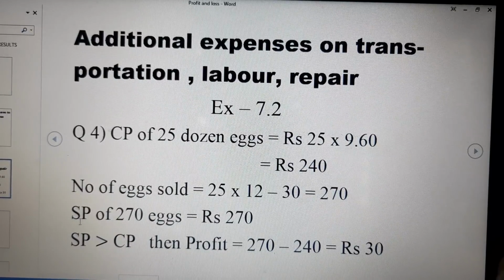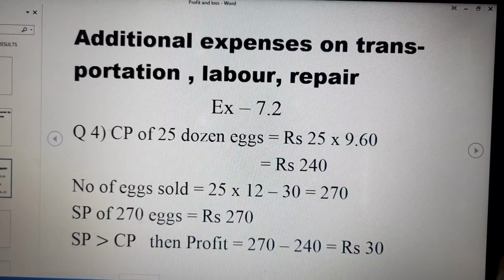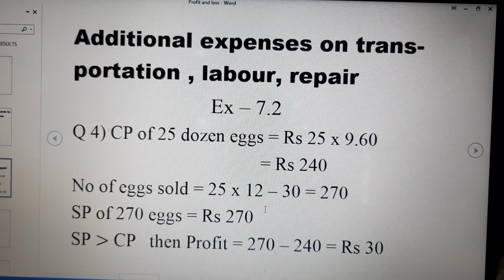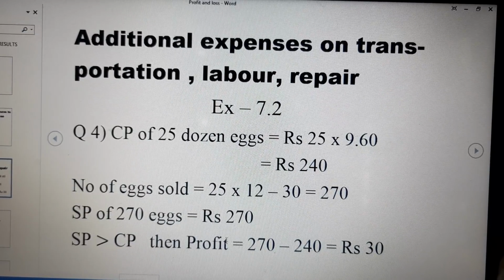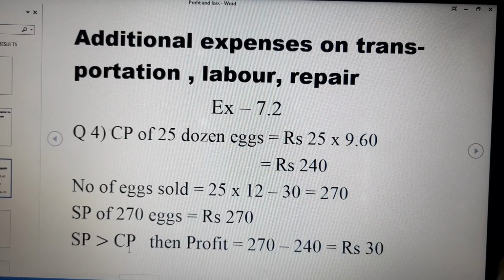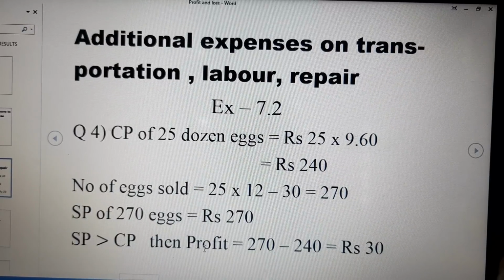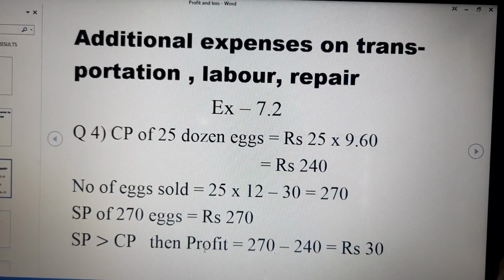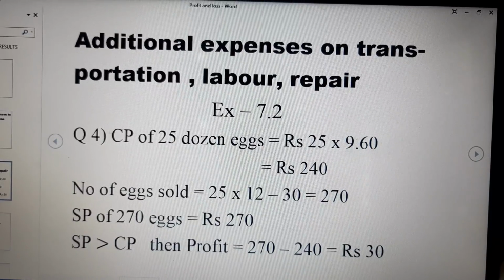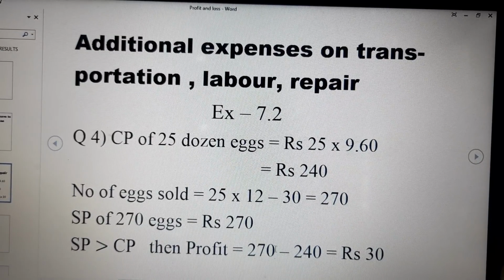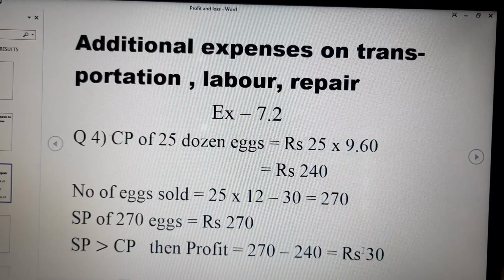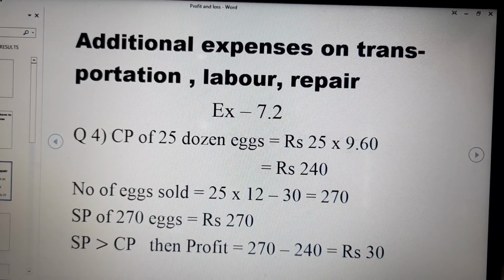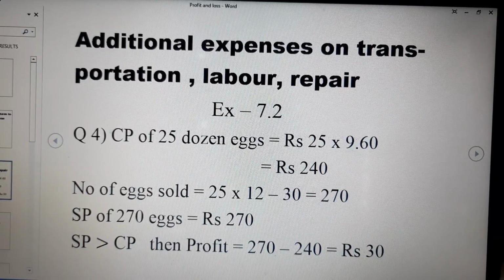Okay. As the selling price of 1 egg is rupee 1, the selling price of 270 eggs will be rupees 270. As we can see, the cost price is 240 and the selling price is 270. Clear? Selling price is greater than cost price, so we are earning profit. We have to decide whether we will earn a profit or suffer a loss. So we are earning profit. How can we say that? Because the selling price is greater than the cost price. So 270 minus 240, that means rupees 30. Clear? Okay. Now this is profit.